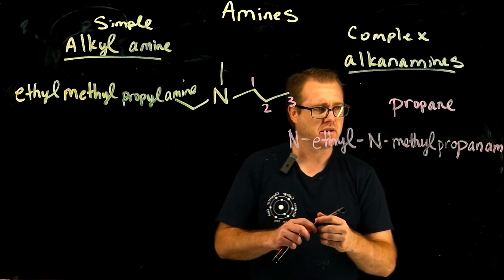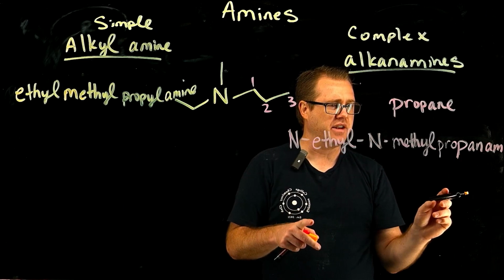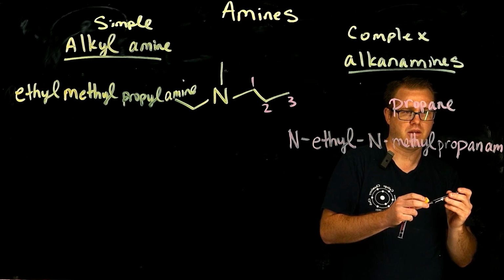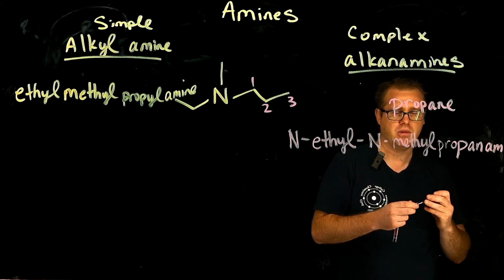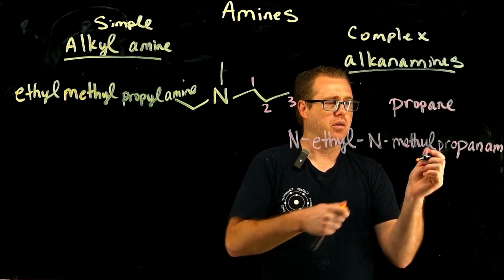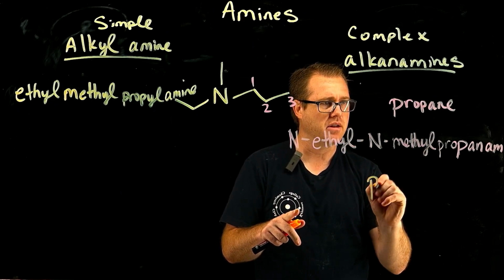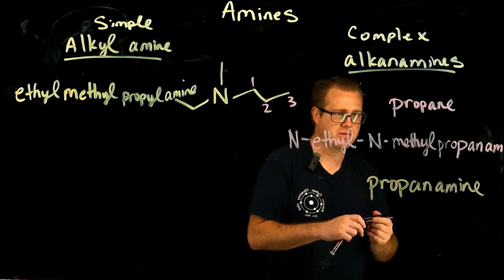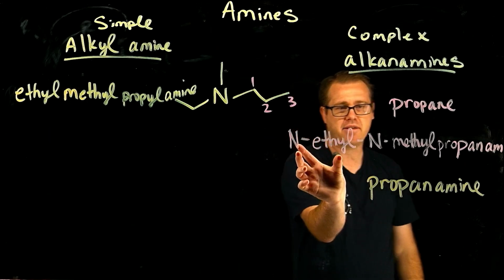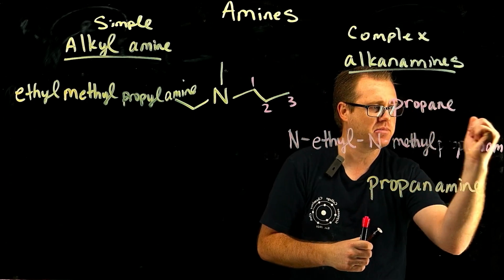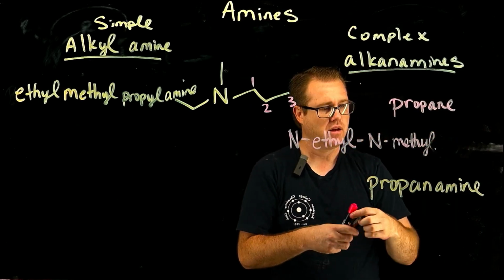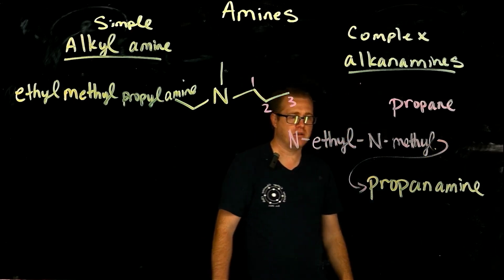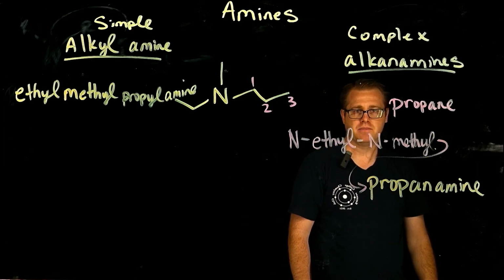So let's write it down here. So the suffix right here is going to be, let's see. So the suffix will look like this. Because I ran out of floor space. So N-ethyl, N-methyl. Let's just erase this because I just wrote it in yellow now. So that just continues on. N-ethyl, N-methyl, propane amine.